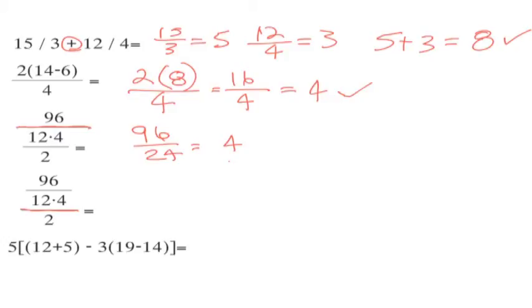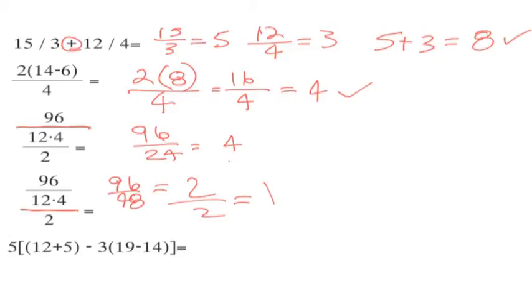Now notice what happens in the next one. This is why order of operations is important. I would do the 96 divided by 12 times 4 is 96 divided by 48 is equal to 2. And 2 divided by 2 is equal to 1. Totally different answer, so make sure you watch these orders of operations.